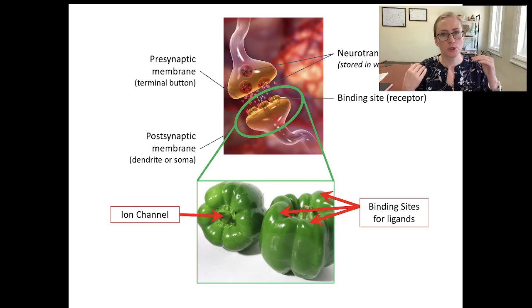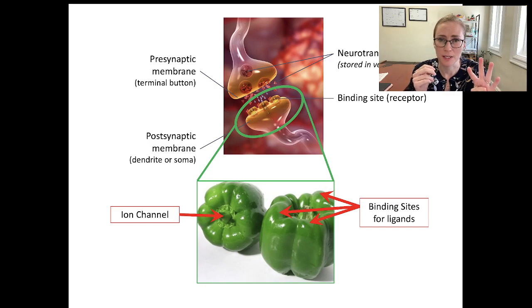So neurotransmitters do not go through the ion channel. Neurotransmitters open up the ion channel, right? It's going to be an ion like sodium, chloride, potassium, or calcium. Those are the 4, and that'll be on the next slide, or 2 slides from now.